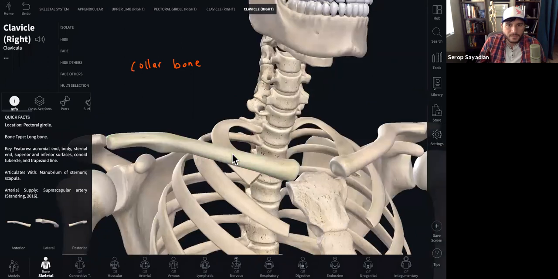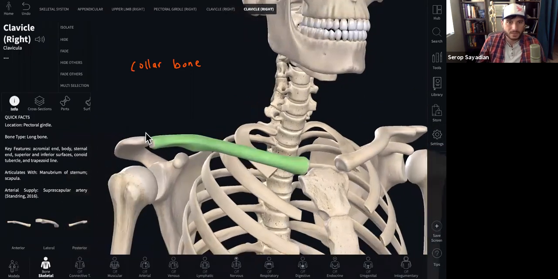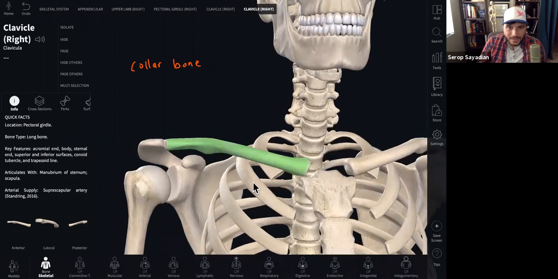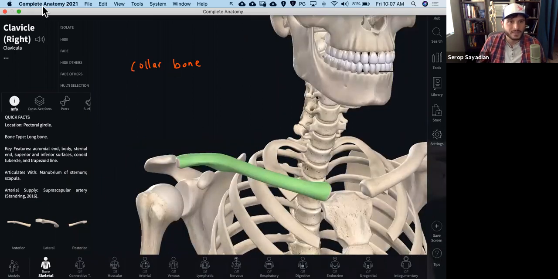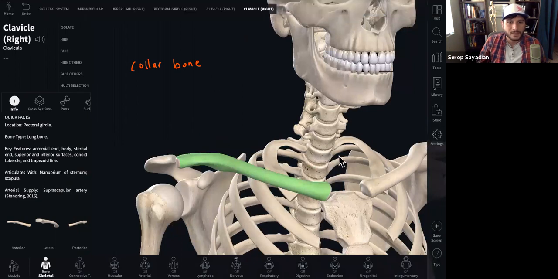Again, this app is free for bones. So if you haven't downloaded it already, it's pretty fun. I like using it. And it's even really cool to use in front of your friends on your phone. Most people really like looking at this stuff. It's called Complete Anatomy 2021.